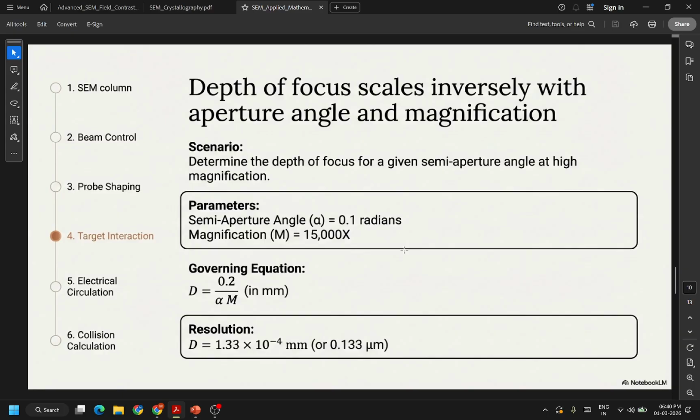Then for depth of focus, we know that depth of focus scales inversely with aperture angle and magnification. So the formula for that is D equals 0.2 by alpha m, where alpha is your semi aperture angle and m is your magnification. That will give you D in millimeters.